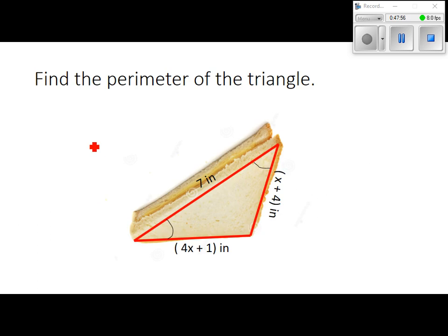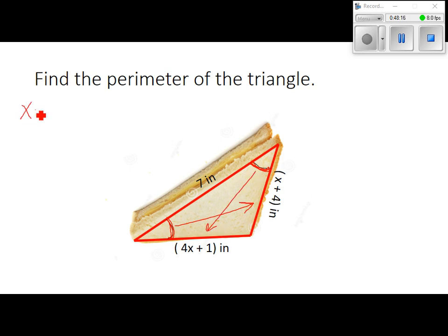Find the perimeter of the triangle. Remember, perimeter is the distance all the way around. So we got this sandwich here, and we're trying to find the perimeter of it, the distance all the way around the whole sandwich. They tell us that these two angles are congruent to each other. Well, if those two angles are congruent, then these two sides have to be congruent.